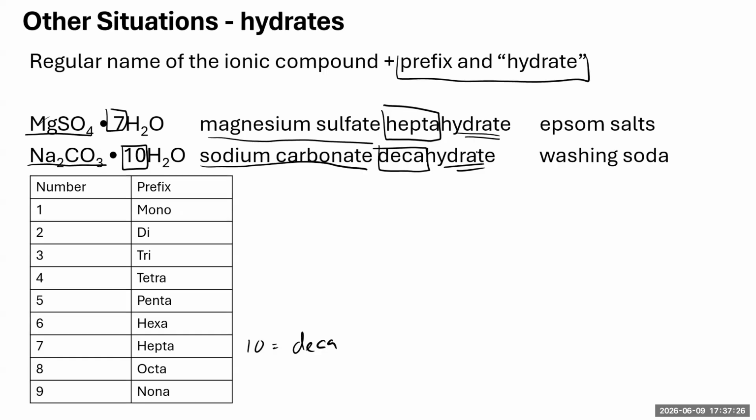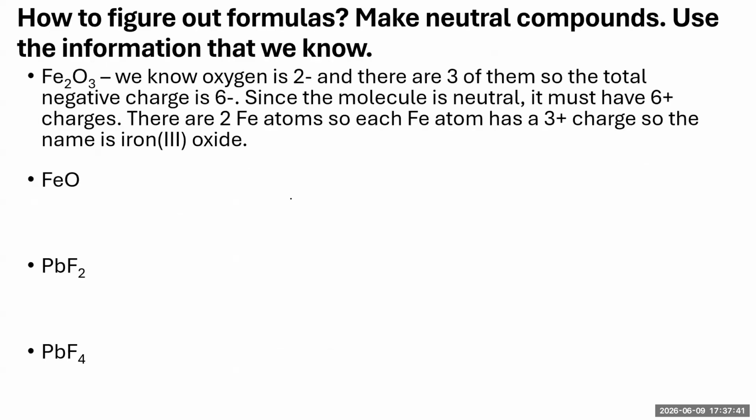You just say the name, the prefix of how many waters there are, and then the word hydrate. So magnesium sulfate heptahydrate, sodium carbonate decahydrate. You have copper sulfate, I think it's heptahydrate. So yeah. All right, so now let's do some stuff. We did this one already, so let's move on to this one.